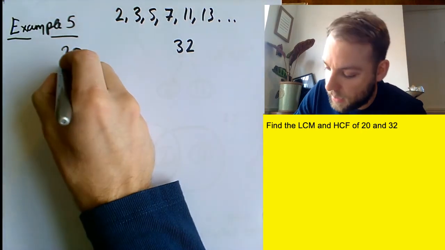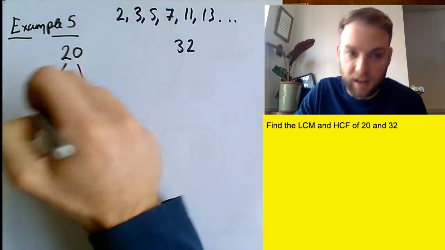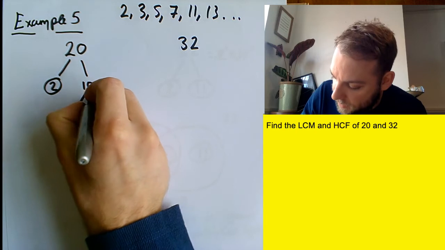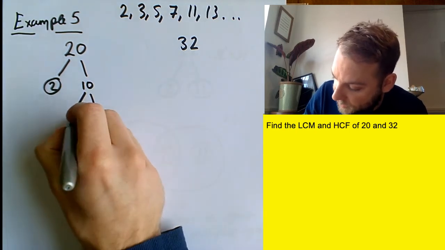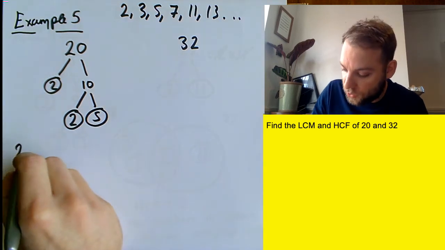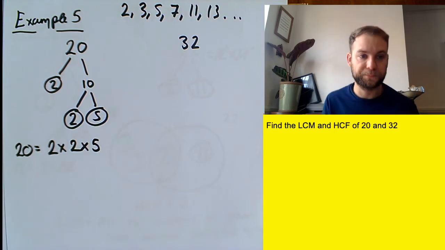Prime factors of 20, well, 2 goes into it. How many times does this go in? It goes in 10 times. Circle the 2 because that's prime. What numbers go into 10? Well, 2 goes into it again 5 times. Circle both of those because they are both prime. And I write this down as 20 is equal to 2 times by 2 times by 5.